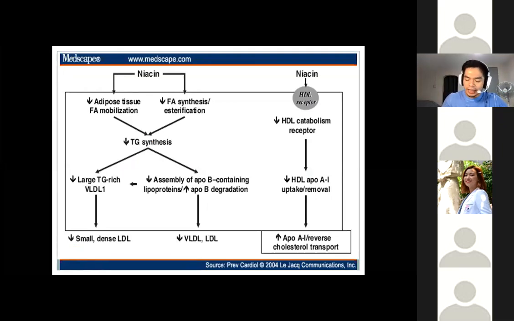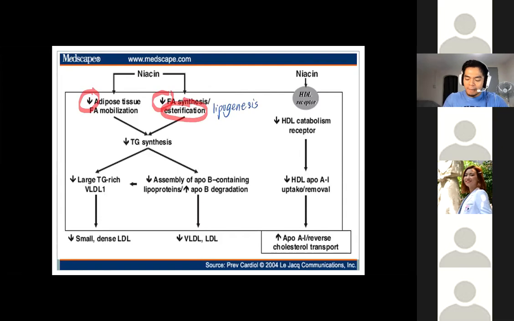So una na-discuss natin, it can inhibit synthesis and also release of VLDL. Why or how? Paano? So that is because niacin can block or can lower adipose tissue fatty acid mobilization and decrease fatty acid esterification. Pag sinabi nating esterification, that is the process of making triglyceride. So ang tawag din doon ay lipogenesis. So pinabababa yon ni niacin.